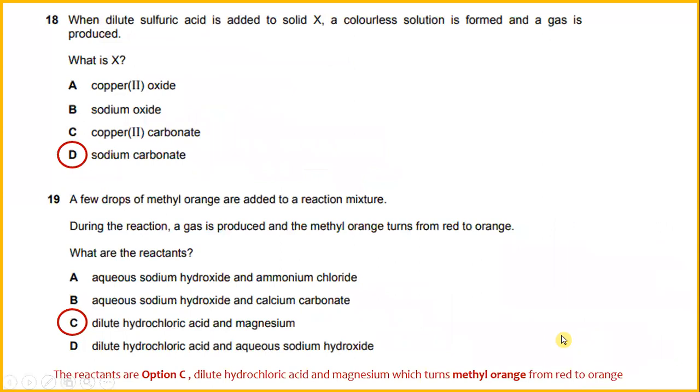When dilute sulfuric acid is added to solid X, a colorless solution is formed and a gas is produced. What is X? X is sodium carbonate. And a few drops of methyl orange are added to a reaction mixture. During the reaction, a gas is produced and the methyl orange turns from red to orange. What are the reactants? The reactants are option C, dilute hydrochloric acid and magnesium, which turn methyl orange from red to orange.